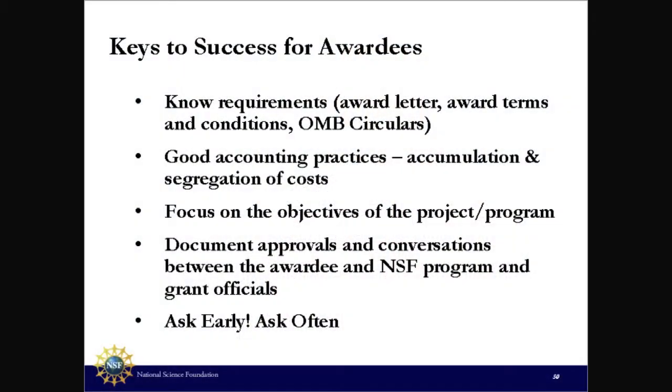So, keys to success. This is pretty much the blueprint, and I say this all the time. Know your requirements. Read your solicitations. If you have any questions about your solicitation, contact your program officer. Make sure you understand what is being required of you in the solicitation. Make sure you keep good business practices. Make sure you have that system in place. Make sure you are focused on the goals and objectives of the project. Make sure you're staying on target.